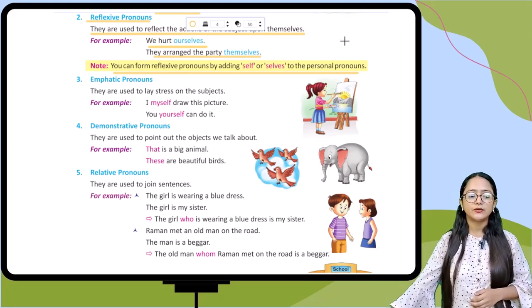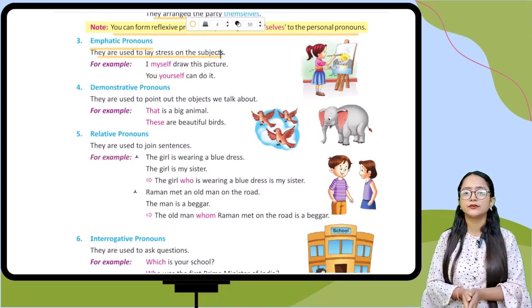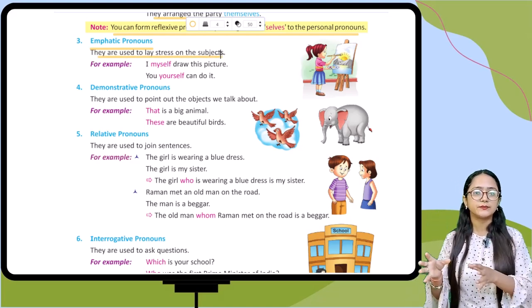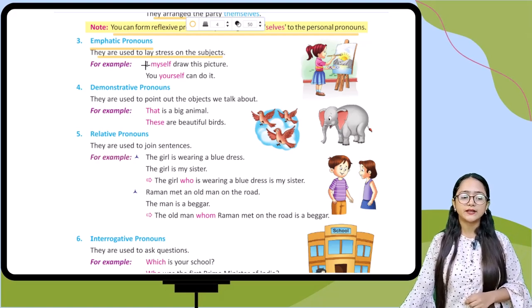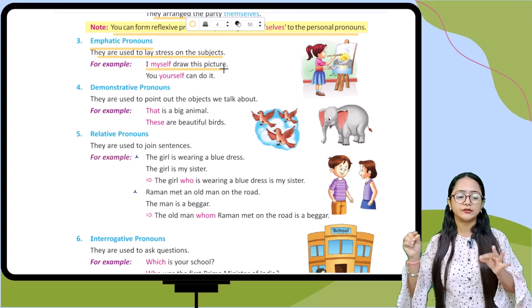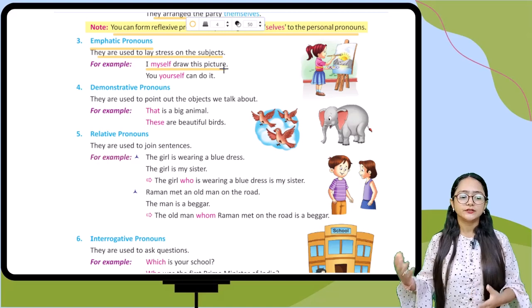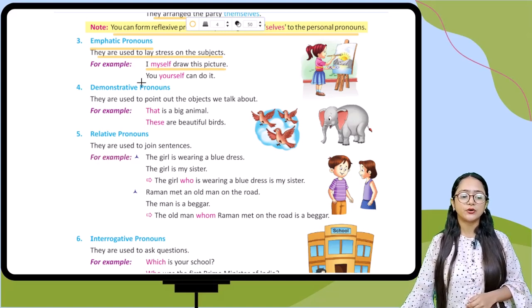Now let's talk about another type of pronoun, that is emphatic pronoun. Emphatic pronouns are used to lay stress on the subject. For example, I myself draw this picture. So here you are emphasizing, you are stressing on the subject I. Next one, you yourself can do it.